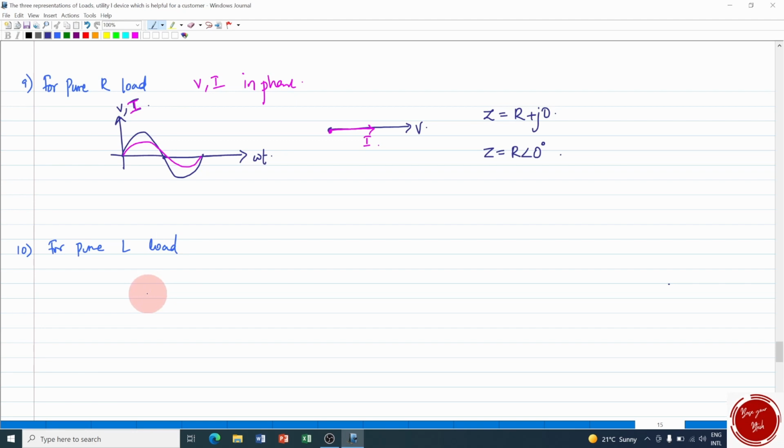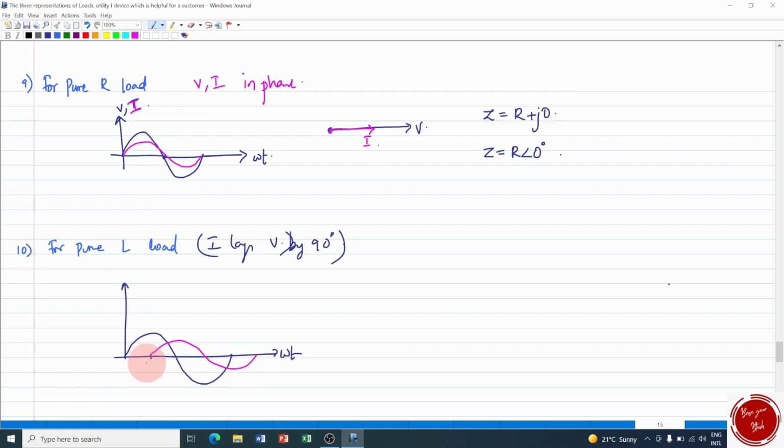Now for pure inductive load, we know that the current lags voltage in an inductive load, and if it is a pure one, it lags by 90 degrees. So the figure will be, if this is the voltage, I should have a 90 degree shift before starting the current wave. This is the current and this is the voltage across the inductor. When I draw the phasor representation, if this is V, current should lag the voltage. So the current should be below the voltage phasor, and this is the current value. Since the difference is about 90 degrees, it should have a 90 degree phase shift.